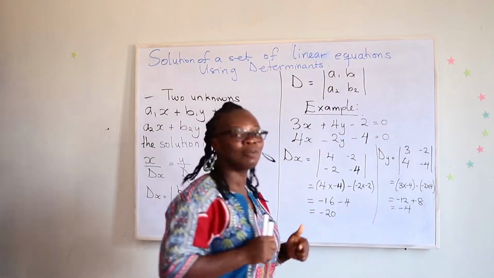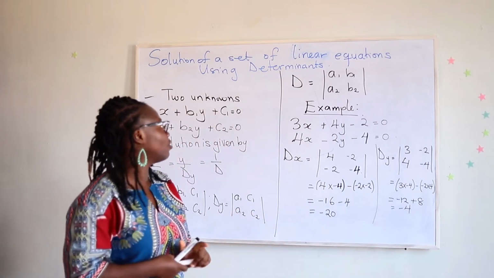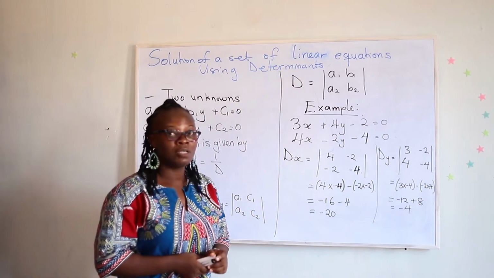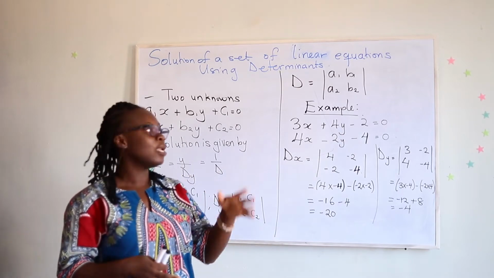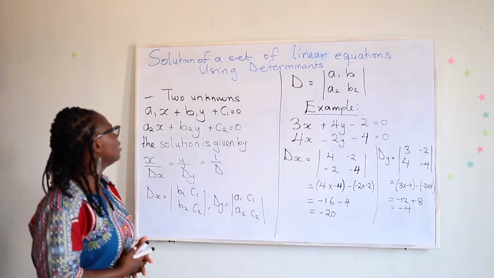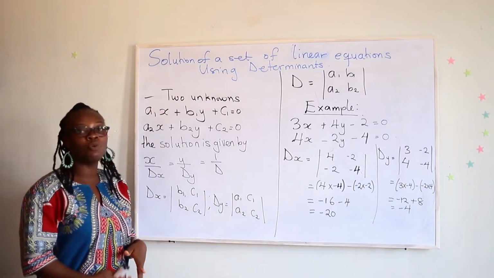So we are still looking at our matrices and we are talking about solution of a set of linear equations. We've already done that using the matrices. Today we want to look at using determinants to find the unknown variables you have. So we are starting with two unknowns.